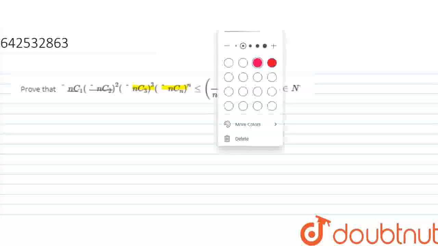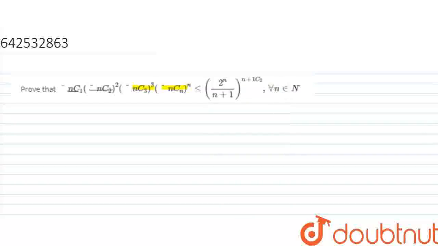So first of all, this is the multiplication of nC1, nC2 squared, nC3 cubed, like this. We can prove this with the help of AM is greater than or equal to GM. Why? Because this is like a geometric progression and this is an arithmetic progression. So consider a series.